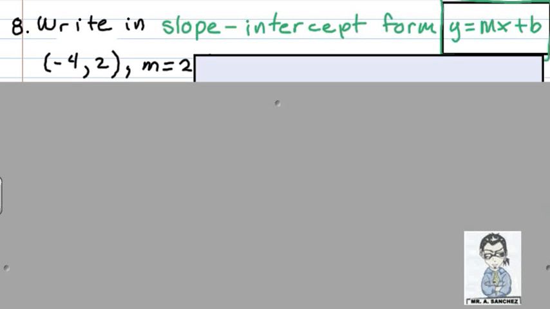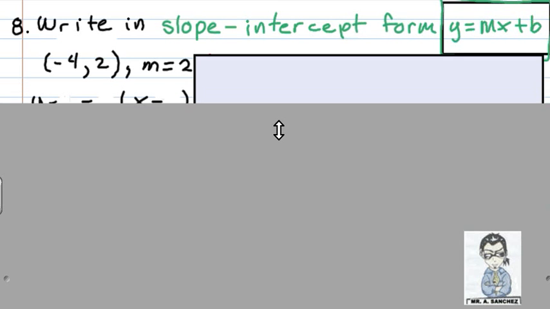Okay, hello, we're working on an Algebra 1 problem on which we're going to use Point-Slope form. Instructions are given to write in Slope-Intercept form the given information of the x and y coordinates of -4 and 2, and also given the slope equaling 2.